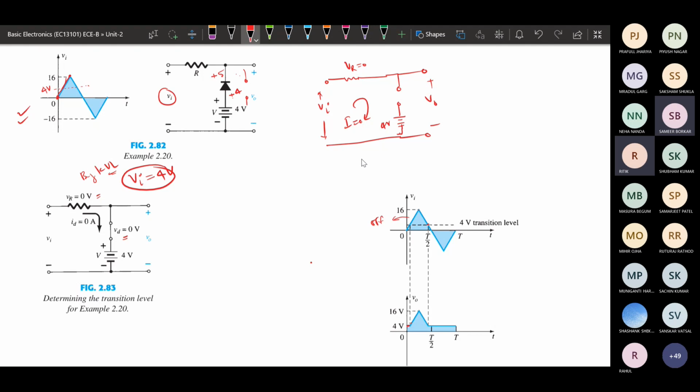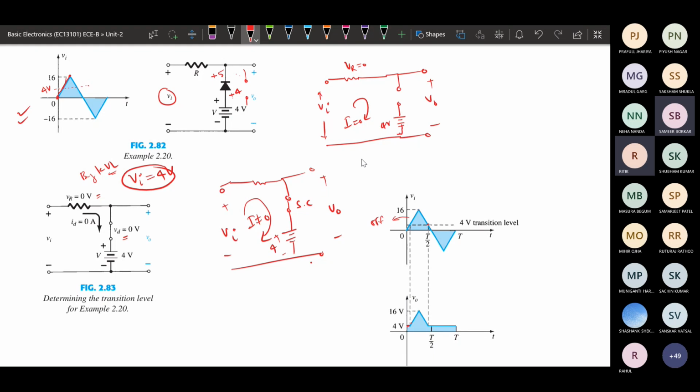In that case, when the diode is on, it will behave like a short circuit. When there is a short circuit, some non-zero current will be flowing, but that current flow does not affect the output, because the output is now directly connected in parallel with this 4 volt. So always the output will be 4 volt when the diode is on.